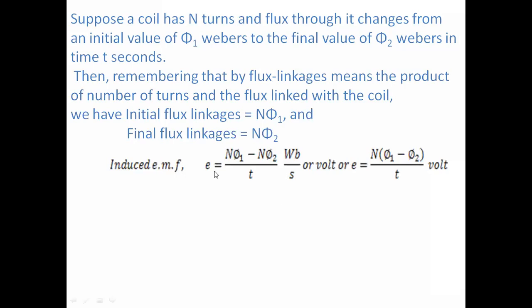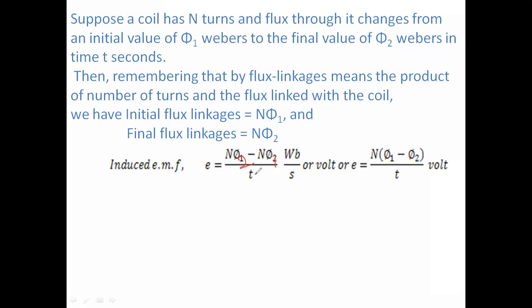So it is nφ2 minus nφ1, because the final flux linkage is more than the initial flux linkage. That's why this is (nφ2 minus nφ1) by t.